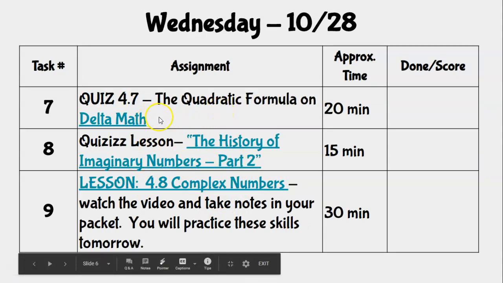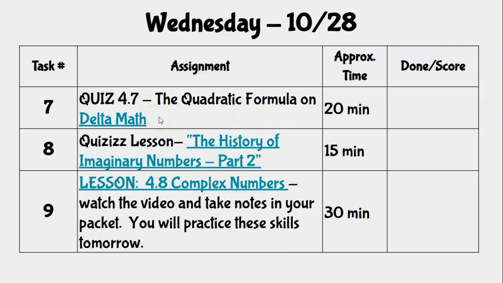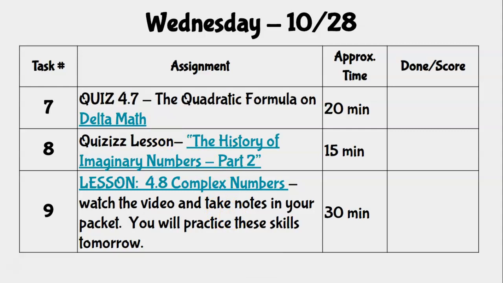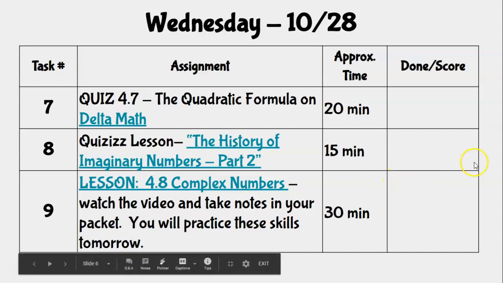But at some point on Wednesday, you're also going to take a quiz on the quadratic formula. At the end of the day on Wednesday, you're going to take your notes on complex numbers. Because you've watched these lessons on the history of complex numbers, I think you'll have a deeper appreciation for why you need to know about them. By the way, complex and imaginary mean the same thing for math.